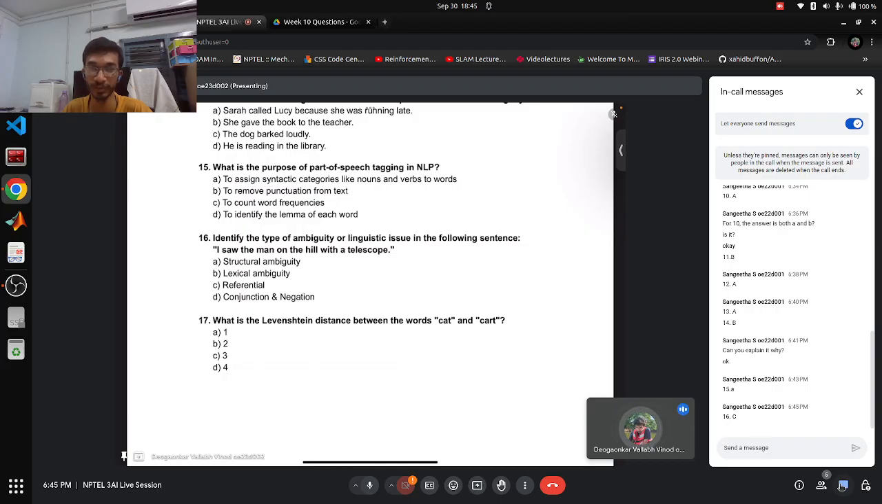The 16th is actually structural ambiguity. The sentence says, "I saw a man on the hill with a telescope." What that could refer to is the man carrying a telescope, and we saw him. Or it could mean that someone was standing on the hill, far away, and the person who is seeing actually saw them with a telescope. So it could be interpreted in both ways. That is the structural ambiguity of this sentence.